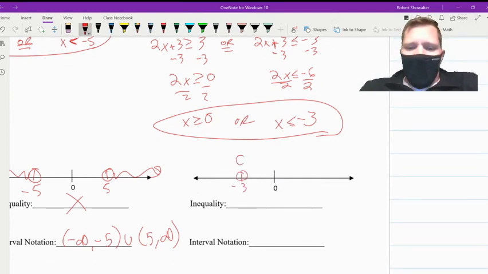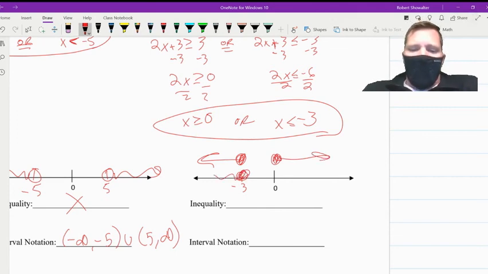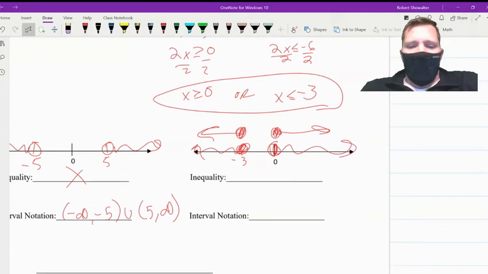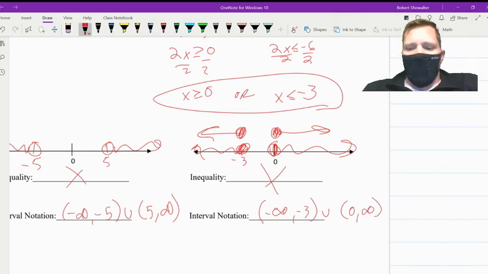We solve it. Now we go ahead and do x is less than or equal to negative 3, x is greater than or equal to 0. Or means all the parts of each one, so we just kind of graph them together. Interval notation is going to be negative infinity to negative 3, union 0 to infinity.